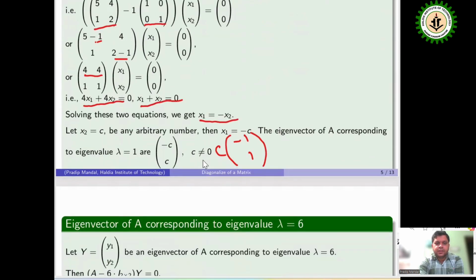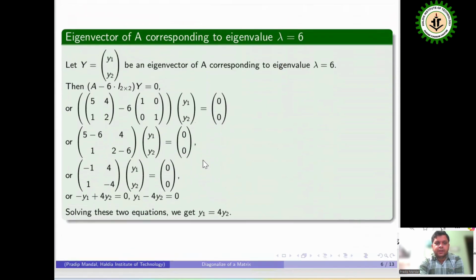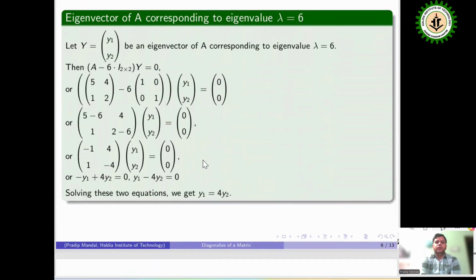Now, next we calculate the eigenvector of A corresponding to eigenvalue lambda equals 6. Again, we take y = (y1, y2) to be an eigenvector of A corresponding to eigenvalue lambda equals 6. Same calculation, that means Ay equals 6y. Now (A minus 6 times the identity matrix) y equals 0.